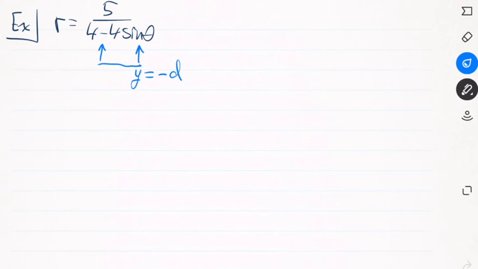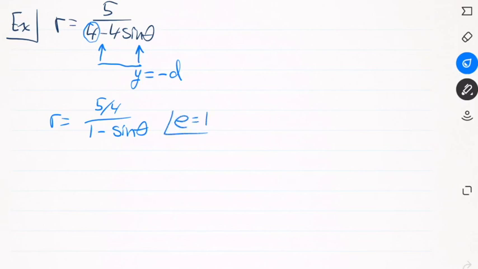All right, the next step is to get this 4 to become a 1. So this becomes r equals 5/4 over 1 minus sine of theta. And that tells me right off the bat that the eccentricity is equal to 1 because the coefficient of sine is 1. So that means we're dealing with a parabola.